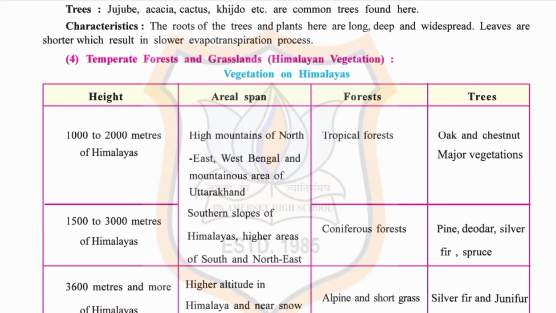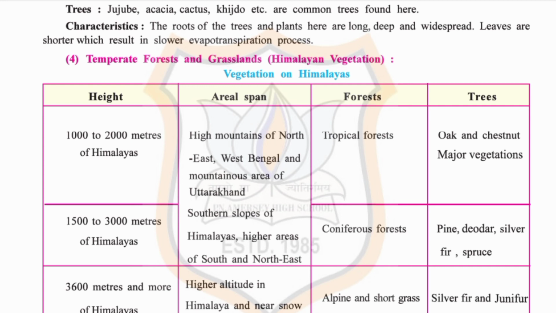Now the vegetation found in Himalayas. Height 1000 to 2000 meters. Regions where found are high mountains of North, East, West Bengal and mountainous area of Uttarakhand. Forest is tropical. Trees, oak and chestnut. Now 1500 to 3000 meters. Region, southern slopes of Himalayas, higher areas of south and northeast. Coniferous forest. Trees, pine, sal, silver, fir and spruce.